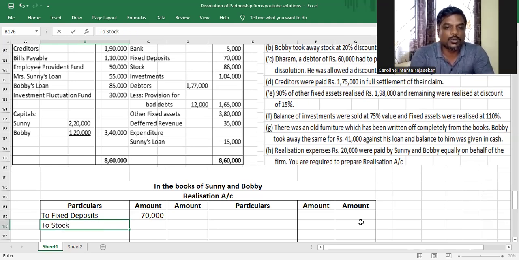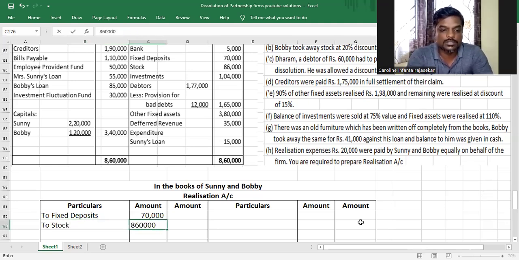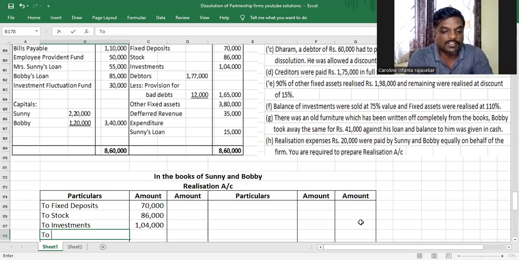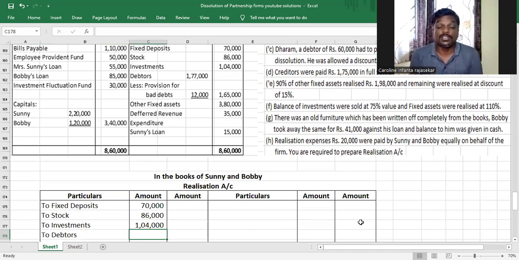To stock, the book value of stock is 86,000. So that I've written. To investments, the book value of investments in this question is 1,04,000, and that is also transferred. And then we have debtors. My dear children, this is why I like sample question paper problems. It is prepared in such a manner that everything can be taught through this problem.